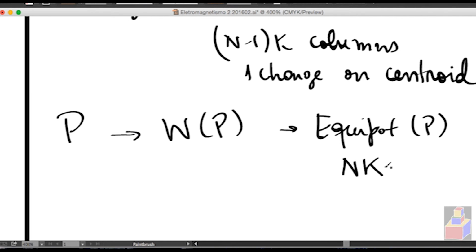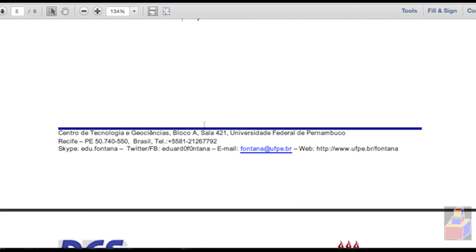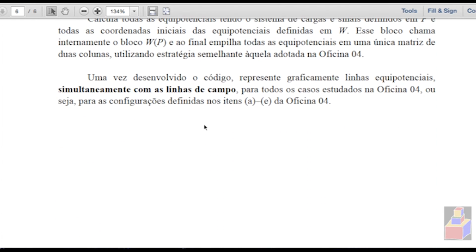Right? So after you do this, the assignment is to plot together equipotential lines and field lines for the examples of assignment number 4, examples A through E. So we're going to do the same thing, plot together and see the orthogonality.